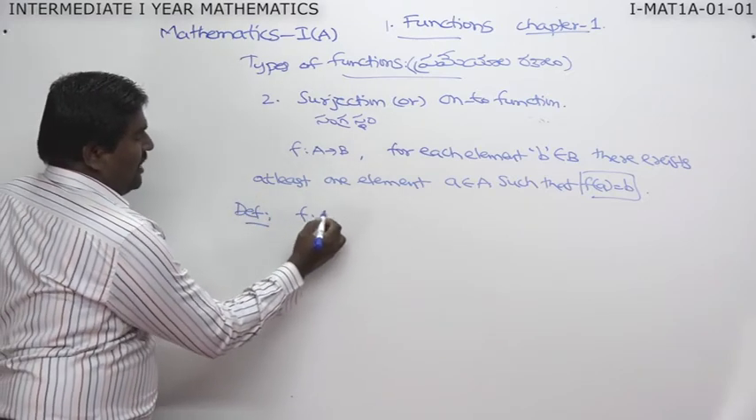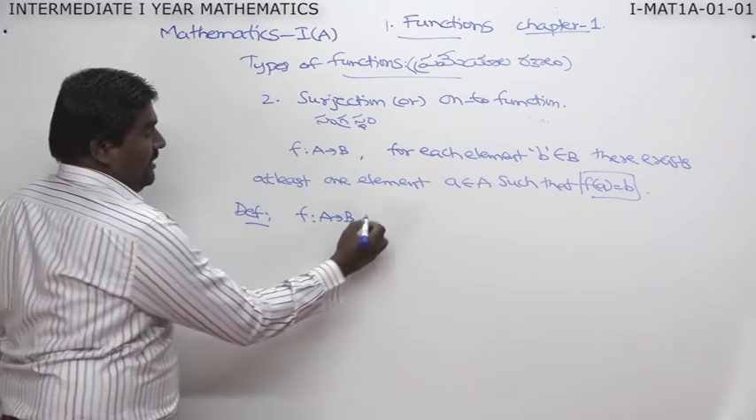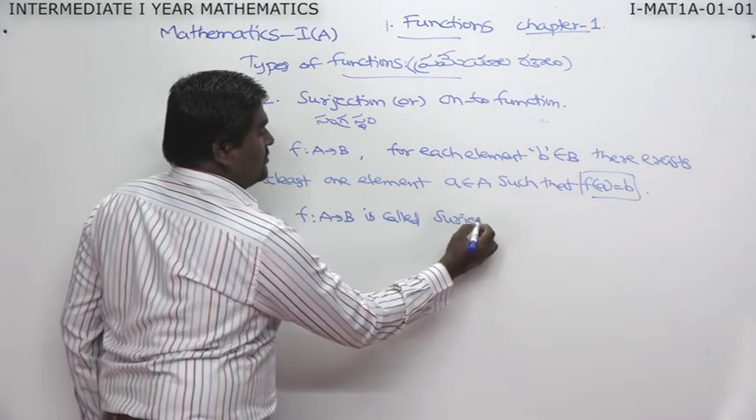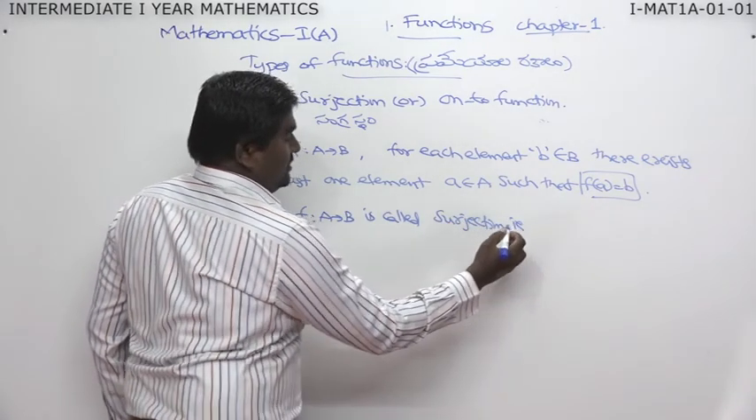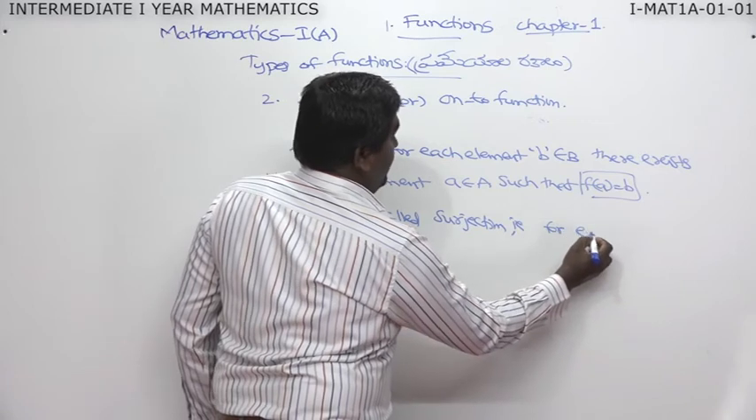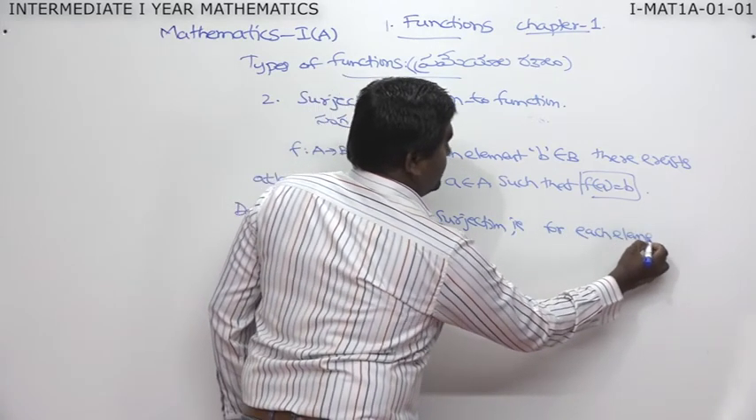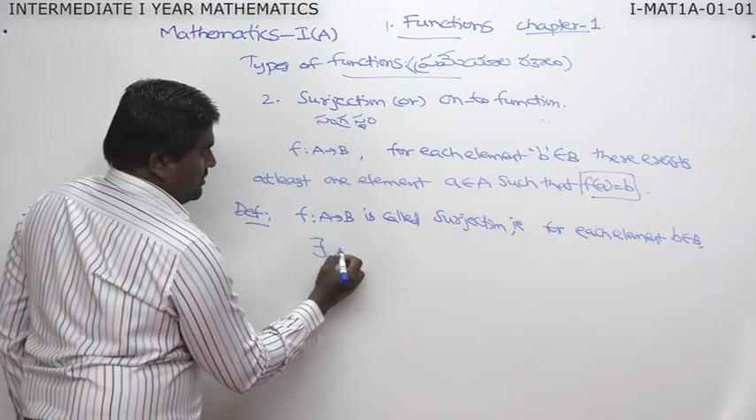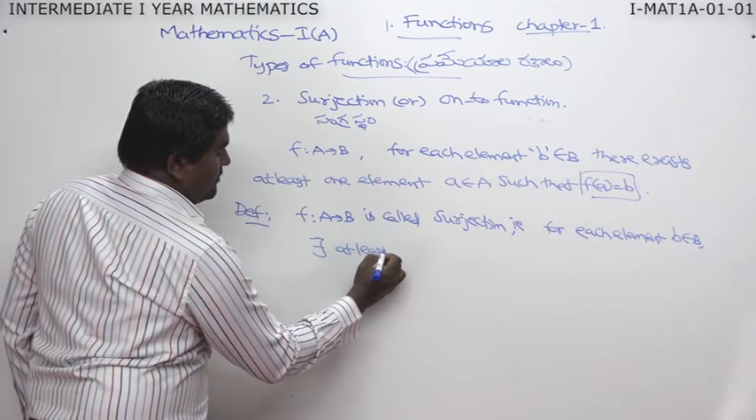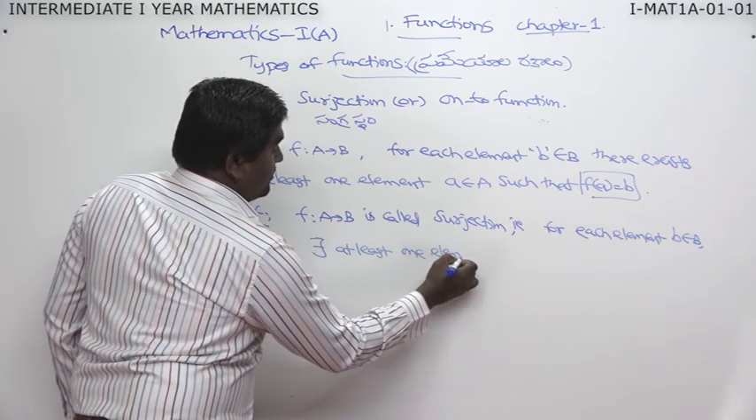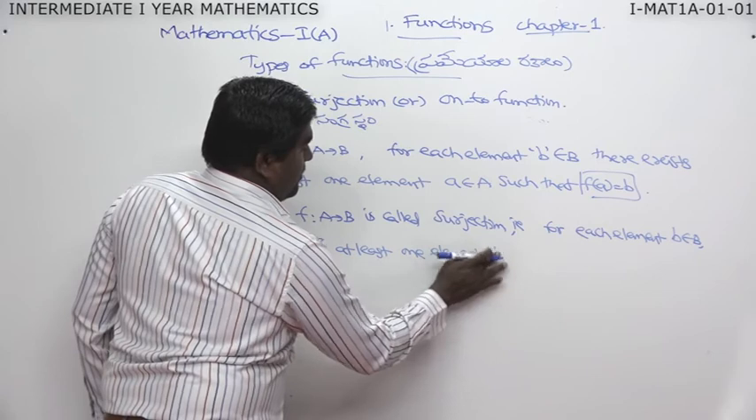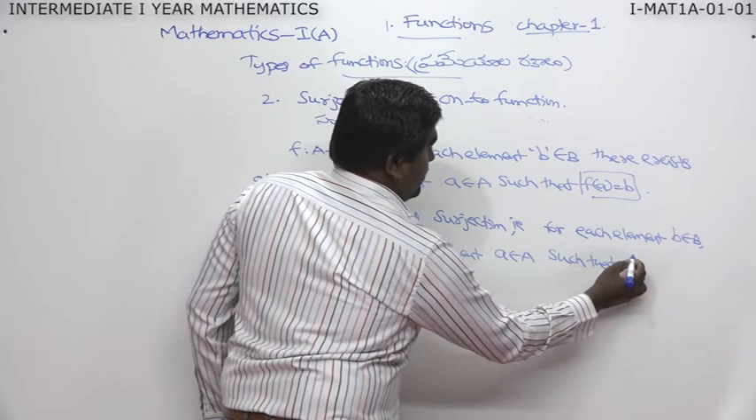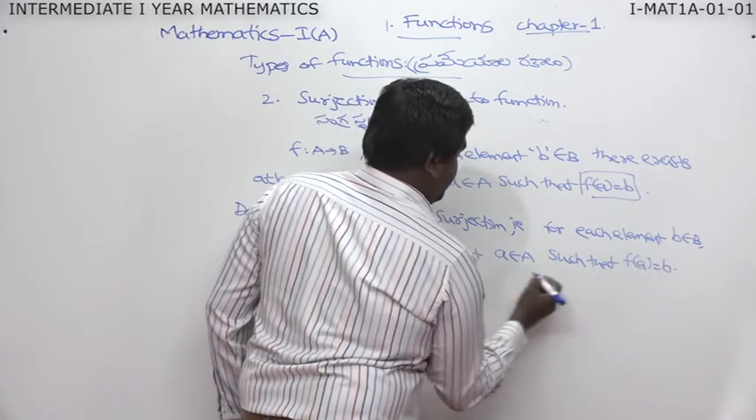In the mathematical definition, f maps A to B is called surjection, that is, for each element b belongs to B, there exists at least one element a belongs to A such that f of a is equal to b.